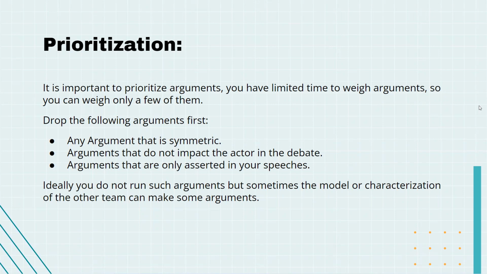Secondly, arguments that do not impact the actor in the debate. Oftentimes, motions have actors, wherein it's this house as Russia, or this house as America, or this house as Putin. You'll get these motions, and there can be a lot of valuable impacts that specifically don't affect the actor.